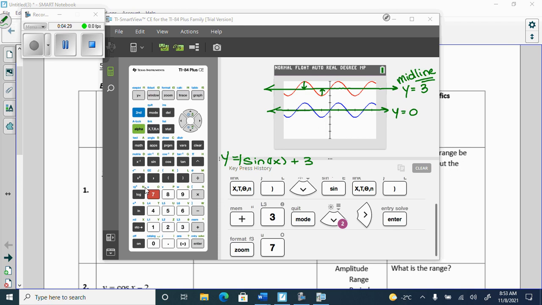Do we see that? So how could I get my range from this equation without typing it into my calculator? Anyone have any ideas? Well, if you know your midline and your amplitude, then you can figure it out. Right. How? Just take your midline, add your amplitude. Yeah, exactly. If you know your midline and you know your amplitude, you can take your midline and add your amplitude and you get your max. You can take your midline, subtract your amplitude, and get your min.